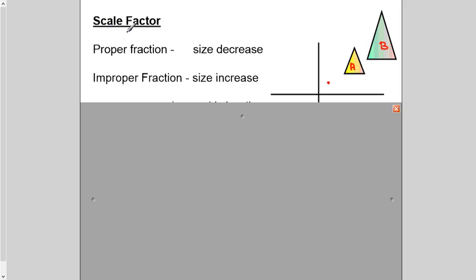About scale factor, when the scale factor is a proper fraction, like 1/2 or maybe 2 over 3, it means the numerator is smaller than the denominator. So when the scale factor is a proper fraction, the size decreases, because then each coordinate we multiply by the scale factor, right?